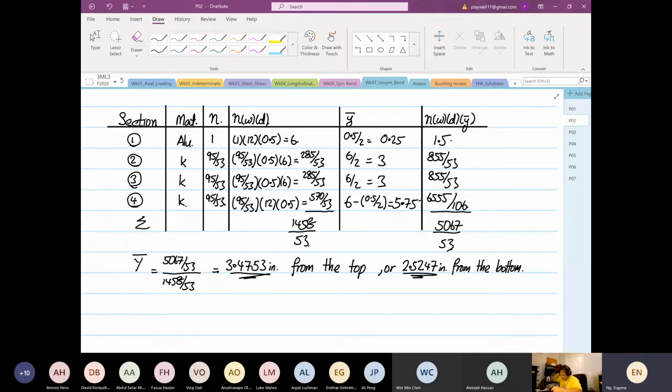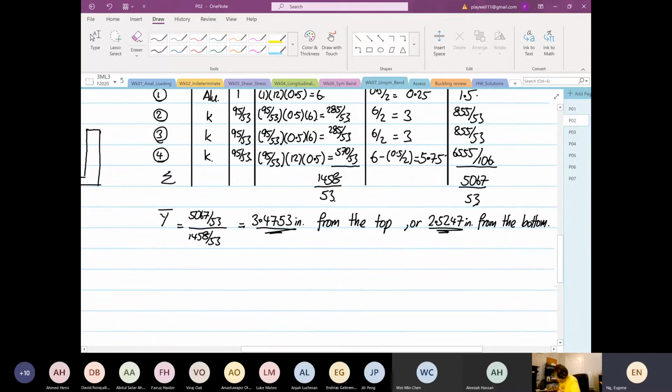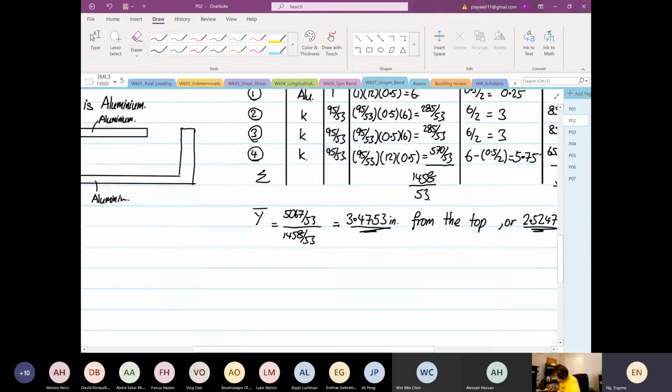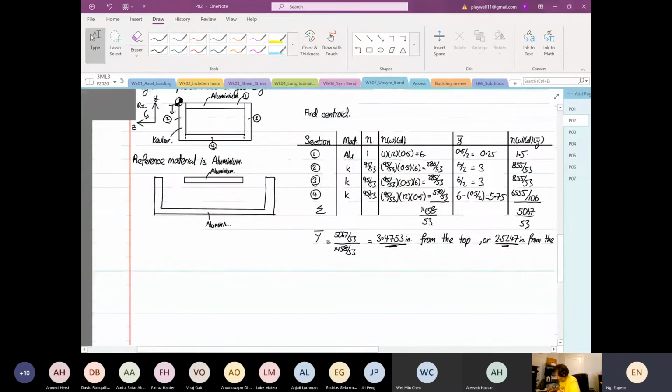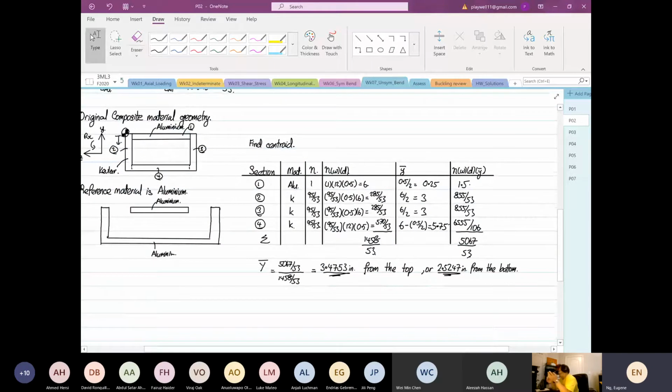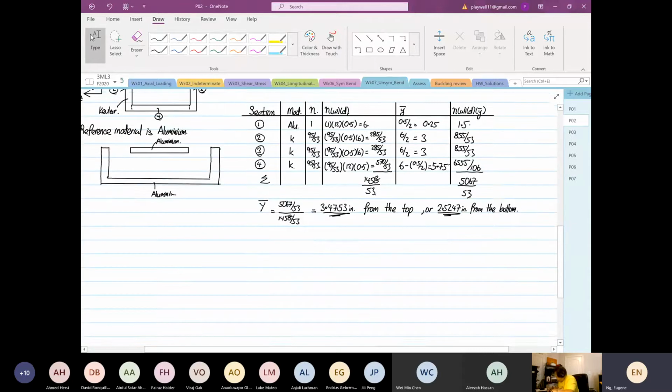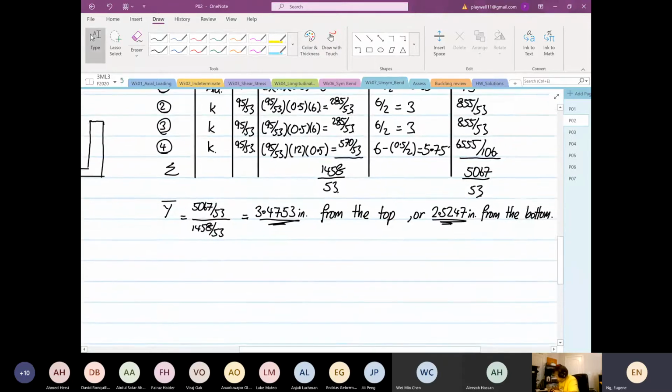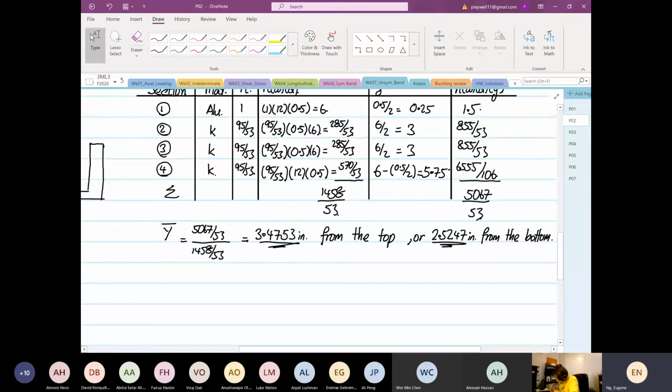So the next thing that we want to do is calculate IZZ of 1. Okay, so like what I've done on the video before, or like what you have done on dealing with second moment of area in the shearing stress, it is the same thing. Okay, so over here, once your table is sorted out, everything is straightforward.